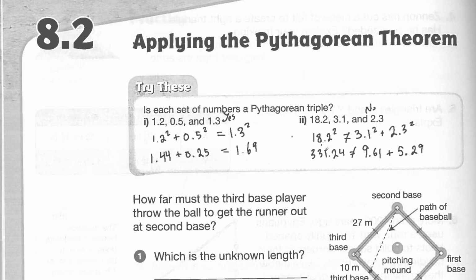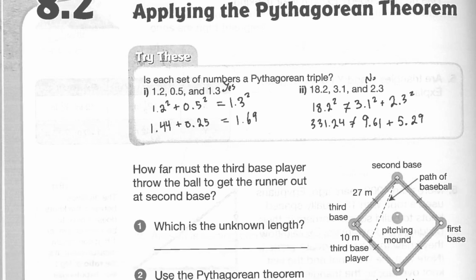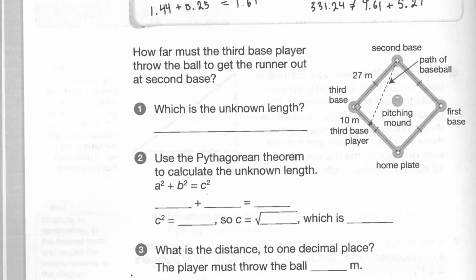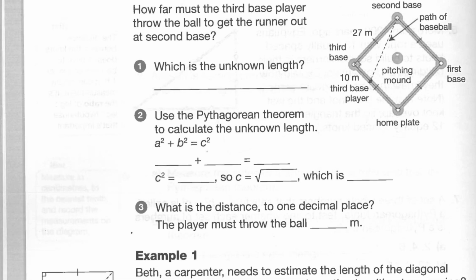All right, so getting started here. How far must the third base player throw the ball to get the runner out on second base? So first of all, what is the unknown length? I guess they mean hypotenuse. It's the hypotenuse because we have a leg here and a leg here, and the one across is the hypotenuse.